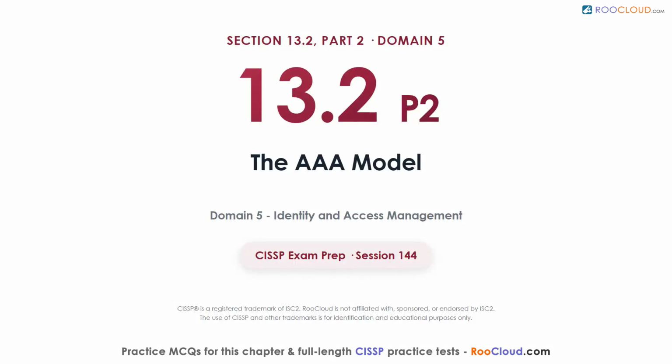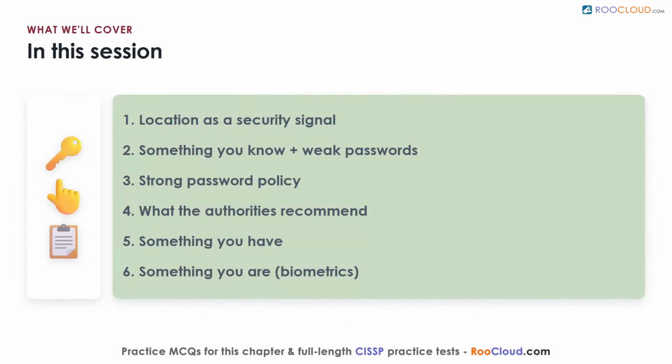Welcome to Section 13.2, Part 2. This is the 144th session of the CISSP exam prep series. This part digs deeper into the specific factors and secrets you use to prove identity. In this session, we'll get concrete about the tools of authentication.